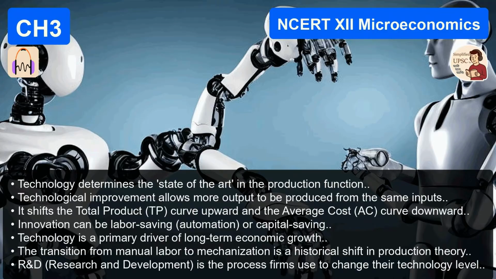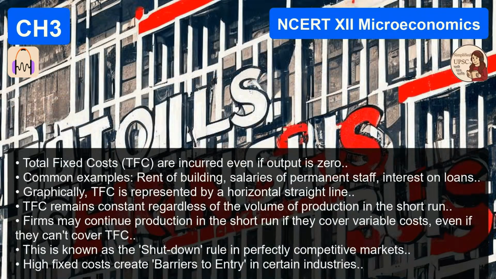But for the next few sections, we are going to live in the short run, because that's where the most interesting problems arise. That is where we see the tension between the fixed machine and the variable worker. Okay, so we're in the short run. We have a factory, which is fixed, and we are adding workers, which are variable. How do we measure what we're actually making? This brings us to section 3, measuring output: TP, AP, and MP.